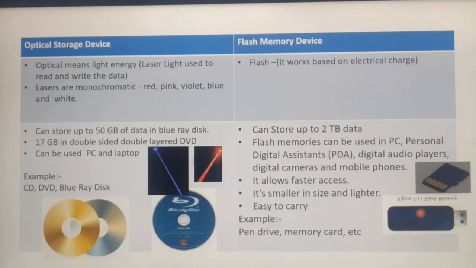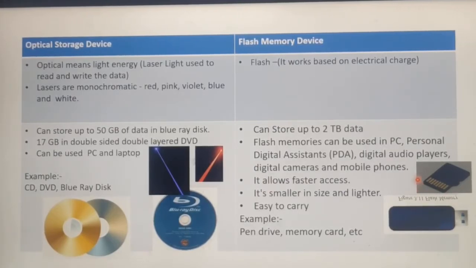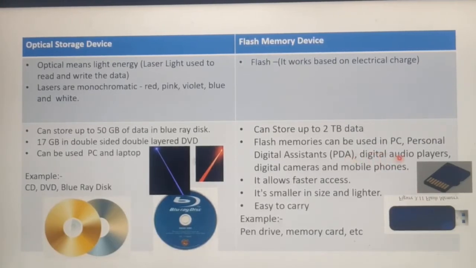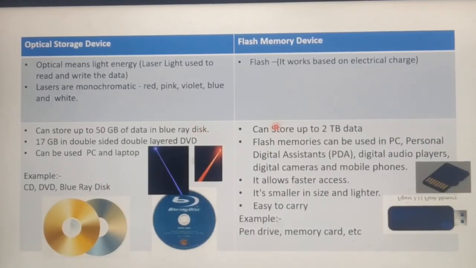Its access speed is very much faster than optical storage devices. At the same time, its size is also smaller and lighter than optical storage devices. So it is very easy to carry to any place also. Nowadays, these two storage devices can be used in most computing devices like personal computers, today's laptops, personal digital assistants, digital audio players, digital cameras and mobile phones. But optical storage devices we can use only in laptops and PCs. These are the differences between optical storage devices and flash memory devices.